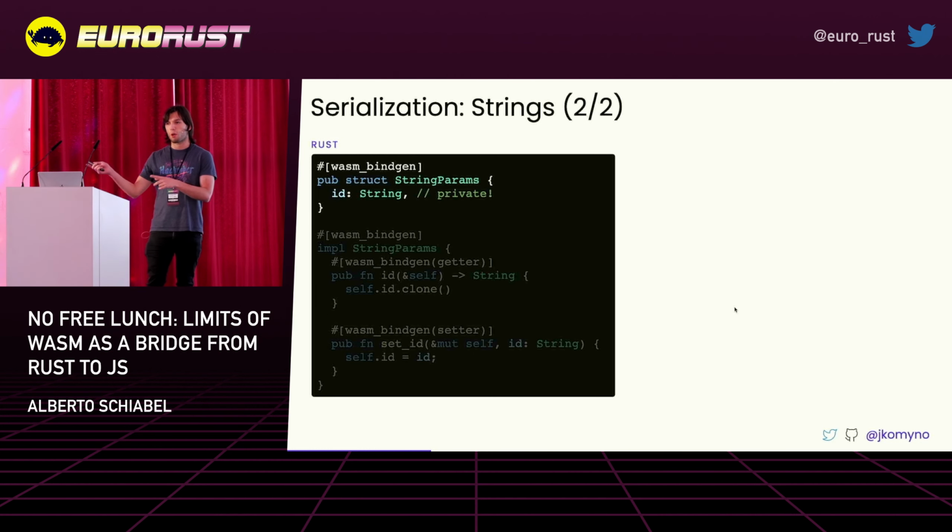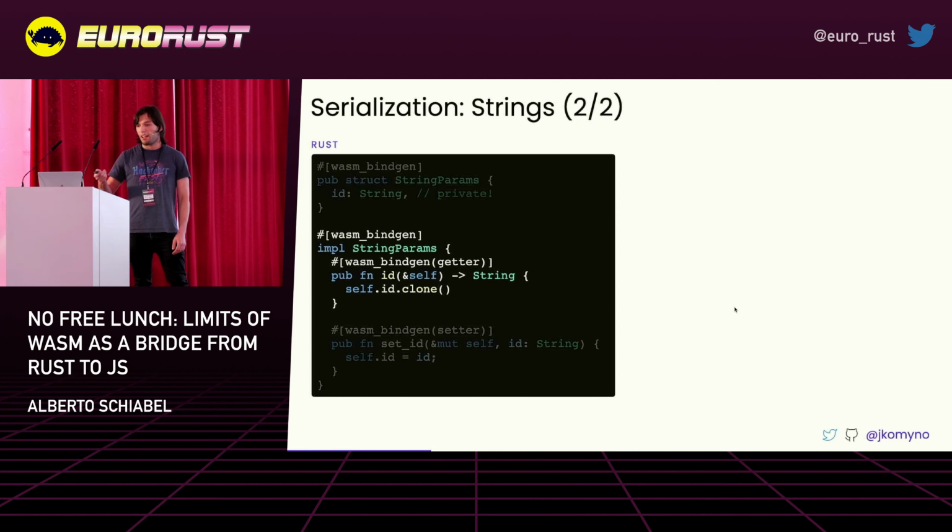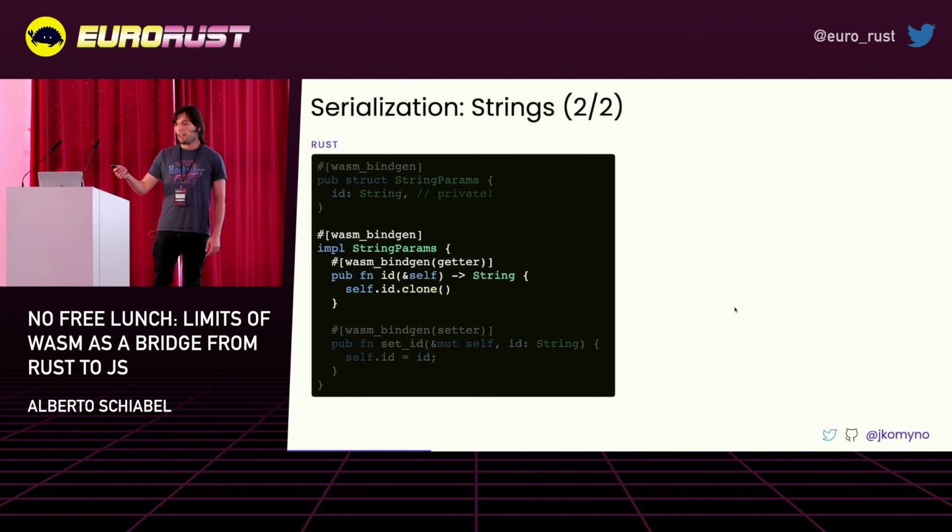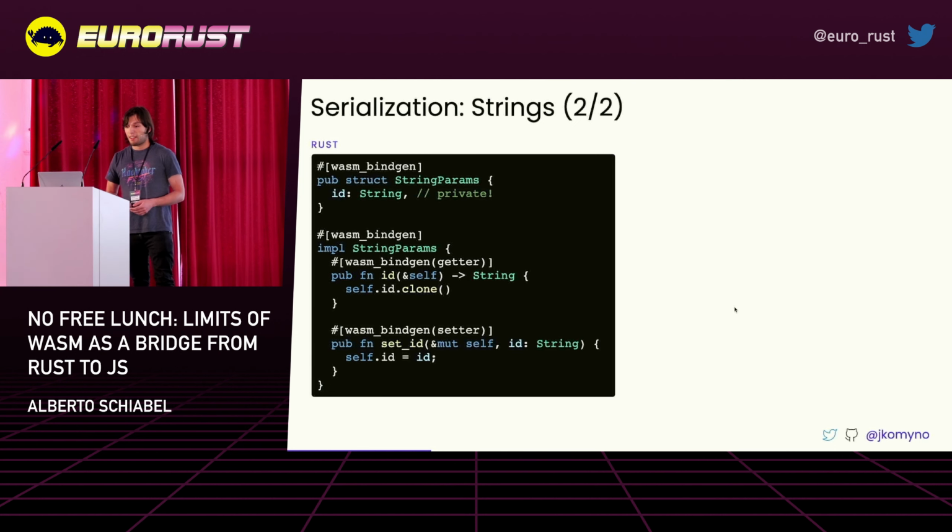First of all, we need to drop the public field, and we can implement what's called a getter, right? We have that ID property. Now let's expose an ID method. We just clone the string, and we notice that there's the getter property in the wasm-bindgen macro. And similarly, we can do the same for the setter.